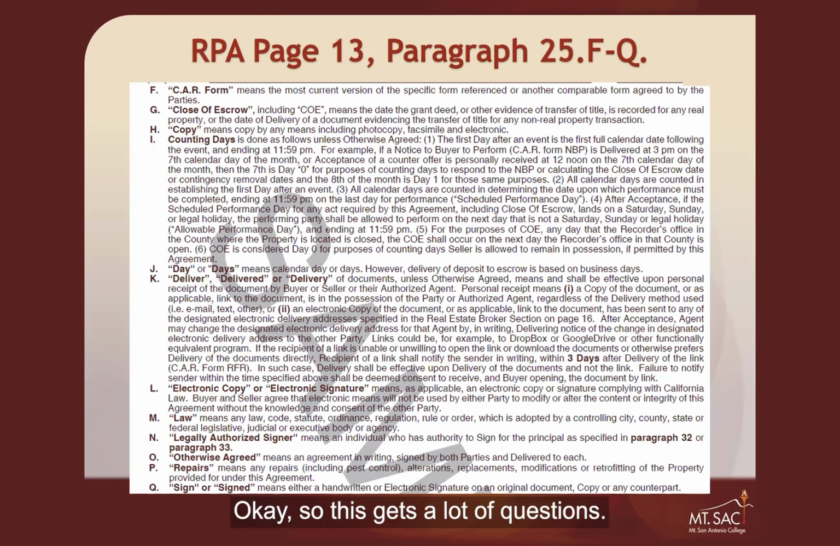Counting days. Okay, so this gets a lot of questions. Counting days. Today is day 0. Tomorrow is day 1. So if I deliver something to you today, or we get an acceptance today, or close of escrow happens today, today is day 0. Okay, so tomorrow is day 1 for day 2, day 3, day 5, day 7, day 17. Okay, so those are all the deadlines pre-printed in the form.